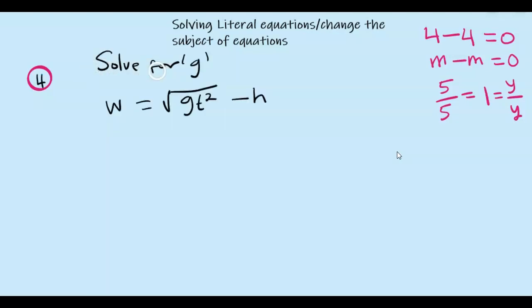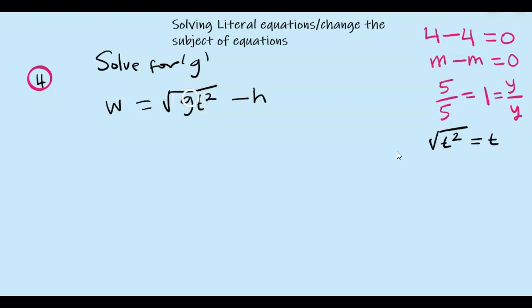Okay, we have been asked to solve for g in this equation. w is equal to the square root of g t squared minus h. One thing that we did not talk about is if we have t squared and we take the square root of it, and we are looking at the positive side, then we can say that it's t. So here we're going to need that idea.